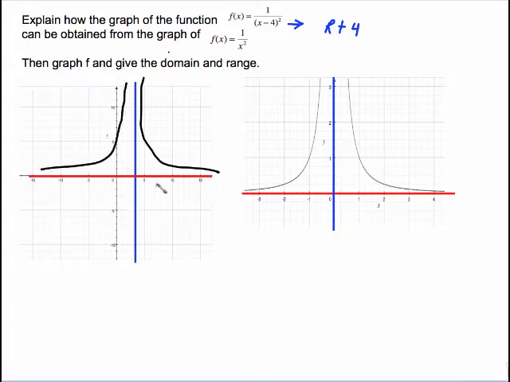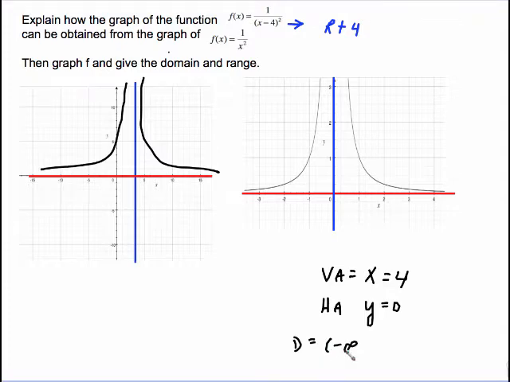Now we want to give the domain and the range. While we're here, let's go ahead and name the asymptotes. Your vertical asymptote is the line x equals 4, because we moved to the right 4. Your horizontal asymptote is still the x-axis, which is y equals 0. Now to give the domain of this, the domain will be negative infinity up to that vertical asymptote, which is 4, union with 4 out to infinity. Your range, x-axis up, so your range is still 0, infinity.